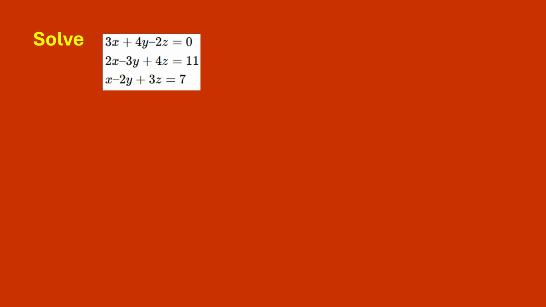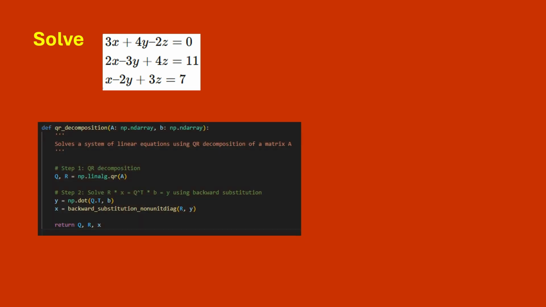Let's solve an example using Python code. In this case, we have three equations and three unknowns. Let's see how the QR decomposition code looks in Python. We use the QR function from the NumPy linear algebra package. Then we use back substitution to find the solution.